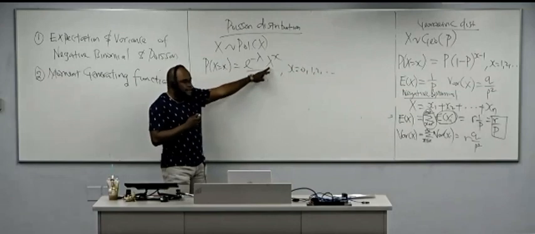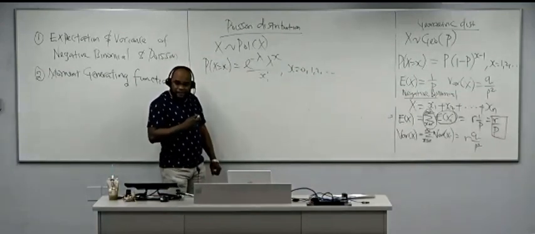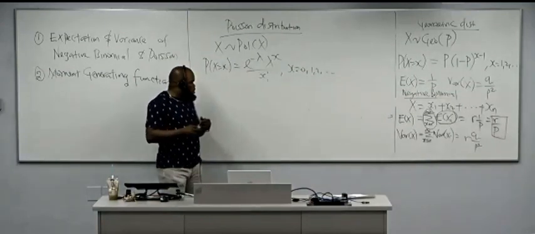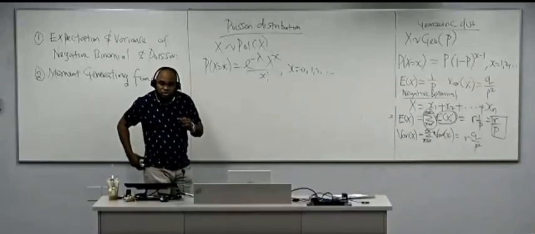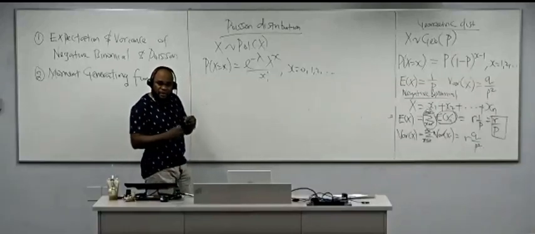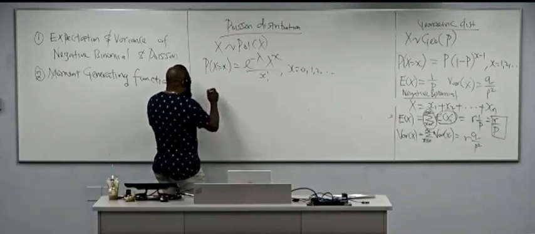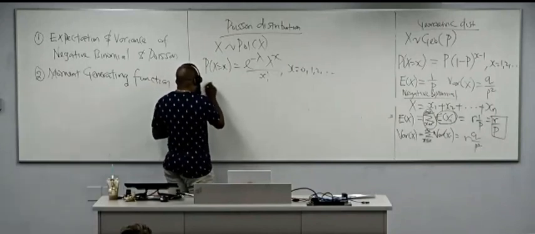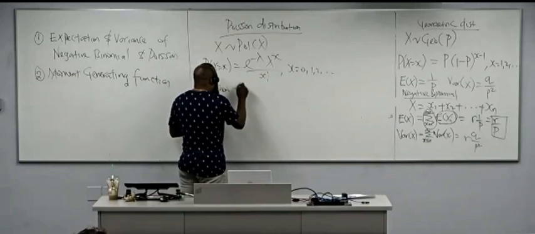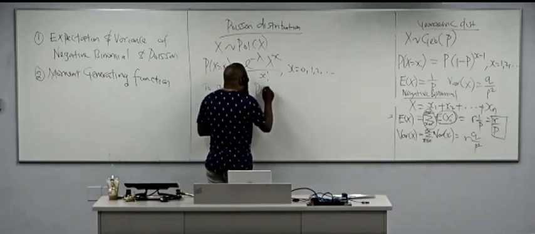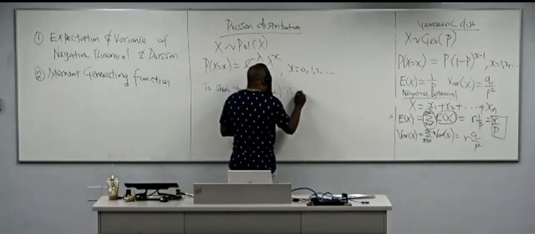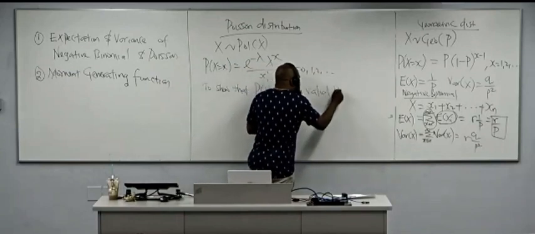And the lambda here is actually the parameter of the distribution. Okay, what if I ask you to show that this is a valid PMF? How are we going to show? Okay, now to show that P of X equal to this is a valid PMF.